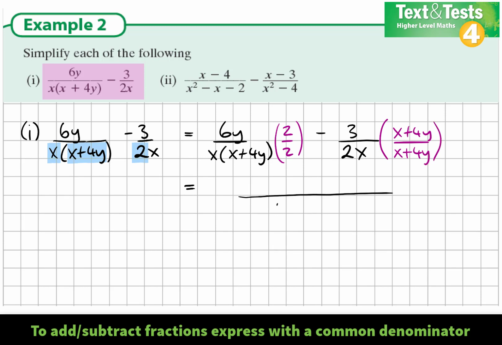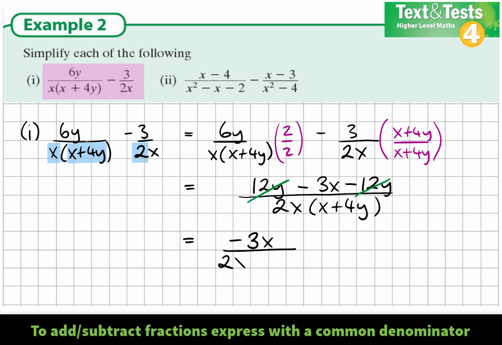Now we can express the fractions with the same common denominator of 2x times x plus 4y. So on the left hand side of this, we have 2 times 6y, which is 12y. Then we have negative 3 times x, which is negative 3x, and negative 3 times 4y, which is negative 12y. Be careful with the sign there. So we have 12y take 12y, so that adds up to 0. So we're left with negative 3x all over our common denominator.